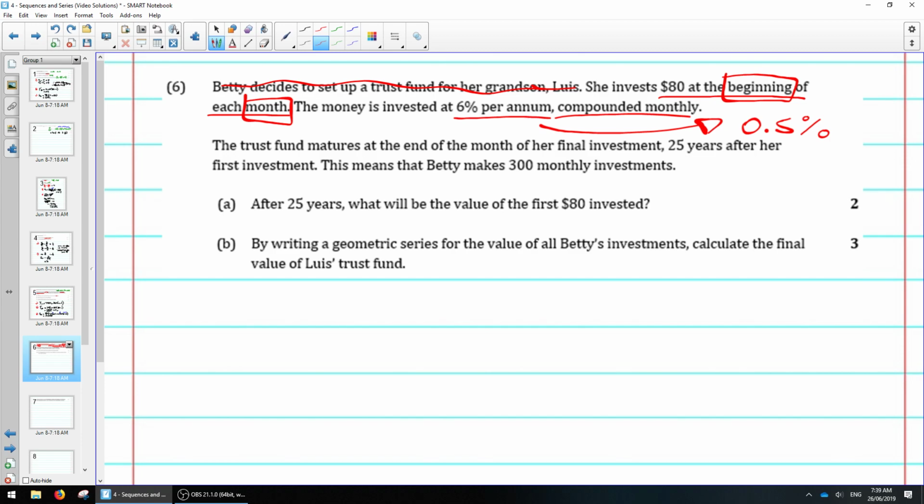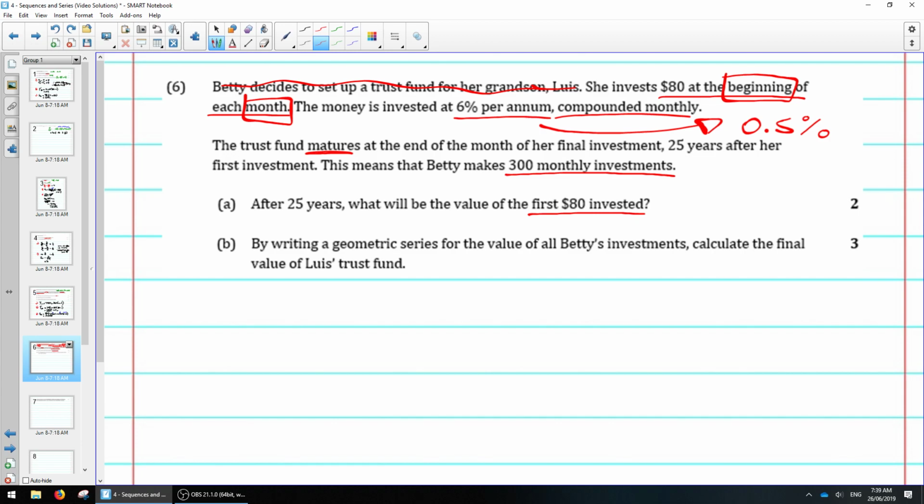So the trust fund matures. Matures basically says you can collect your money at the end of each month. Well, no, sorry. Matures kind of means it increases its value at the end of the month for the final investment, so 25 years after her first investment. This means that Betty makes 300 monthly investments. That was nice of them to tell you that. They could have said 25 years and you have to do 25 times 12, but it equals 300, so we've got 300 months. So after 25 years, what was the value of the first $80?